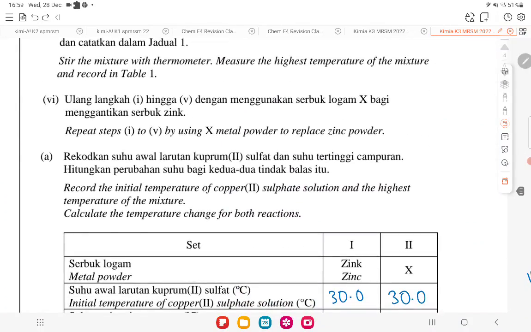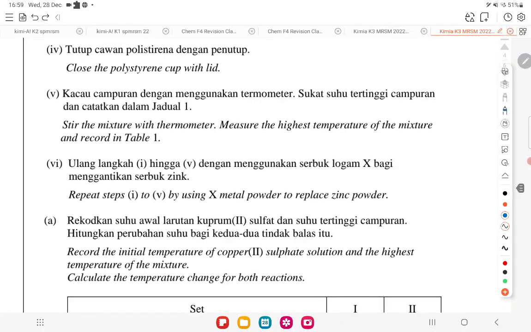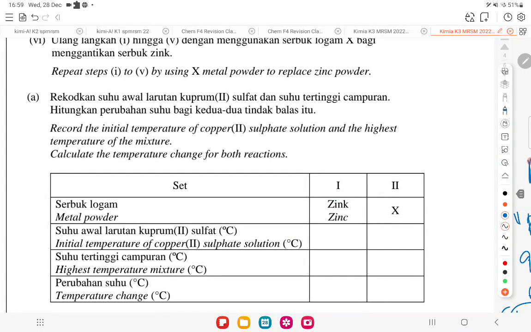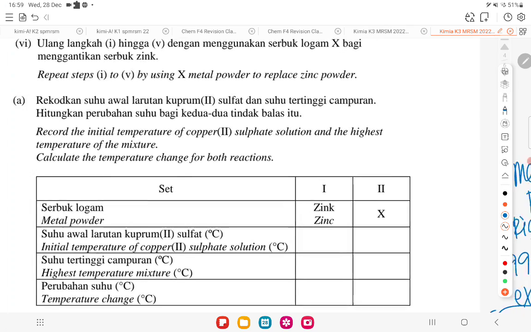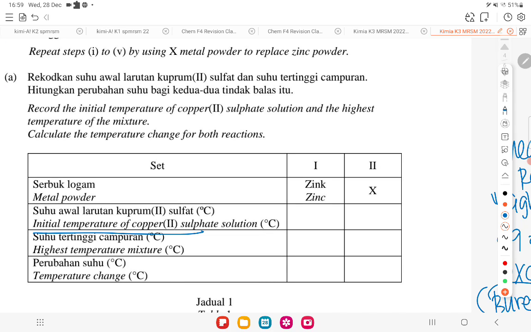So now we want to record the readings for this experiment. How to record the readings? First of all, the results you have to get yourself. You have to go into the lab, do the experiment, then only can you get this result. When you do the experiment in the lab, you will notice the initial temperature, the original temperature that you are getting. You need to check the thermometer. So let's say the initial temperature, I get 30.